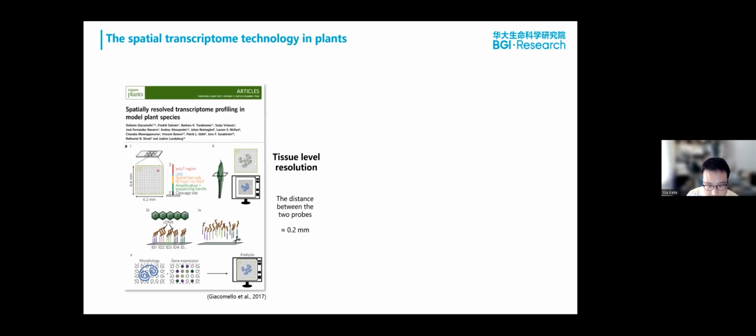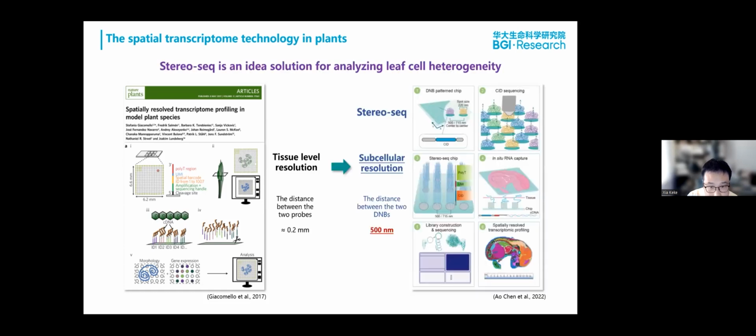To solve this problem, the development of gene expression profiling technologies with transcript location information is in great need. The previous tissue level resolution of the first plant spatial transcriptome technology hindered its application in leaf study. Excitingly, Stereo-seq, a new spatial transcriptome technology with subcellular resolution, was reported this year.